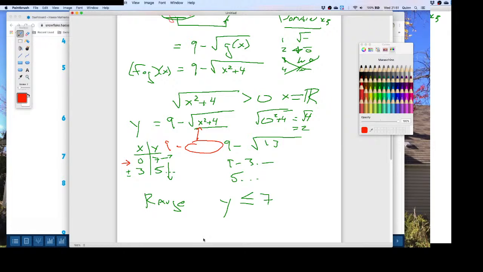Alexander, you asked, are we obliged to check to get full marks? You don't have to check this. I was just explaining how you know that it's less than 7. So if you don't do that, you still get full marks. Just make sure you put less than or equal to, not just less than. Because when you put 0, you get 9 minus 2, which is 7. So don't worry about that.